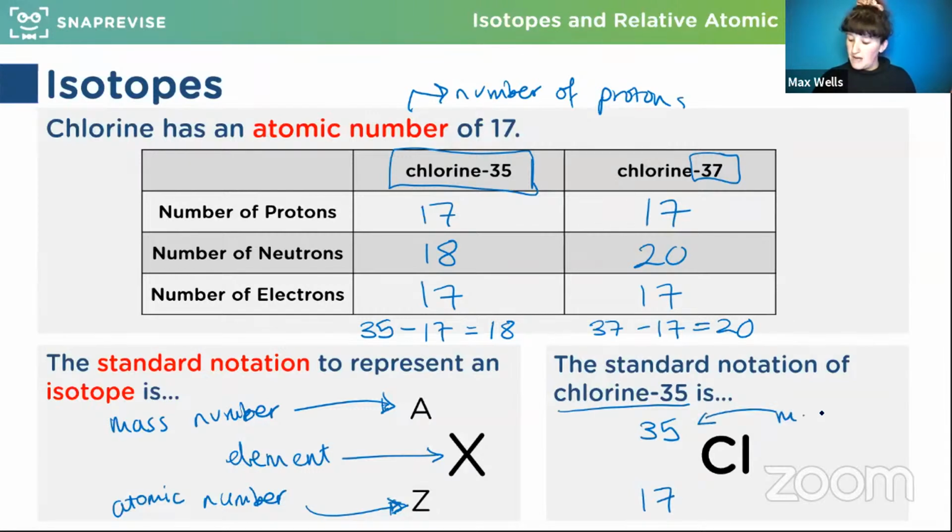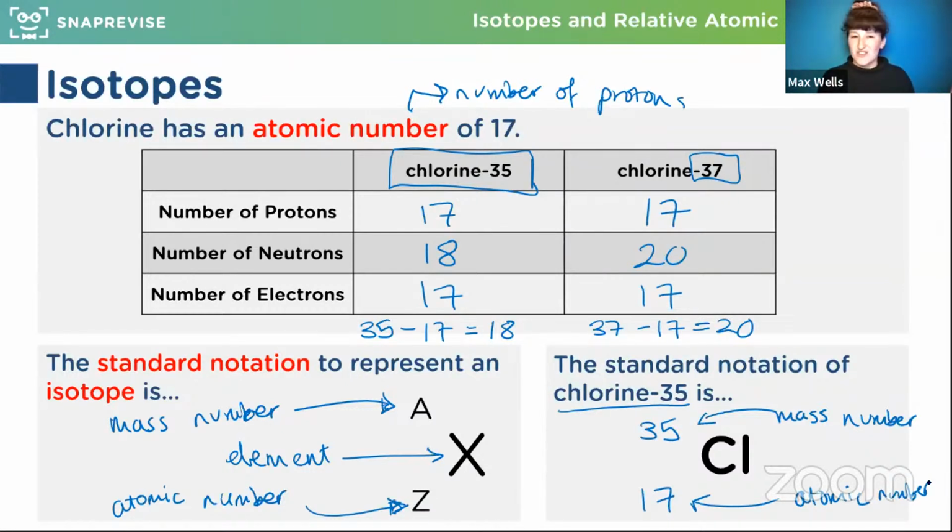So we've got our mass number. Oops. That doesn't say number, does it? That just says squiggle. Mass number. There we go. Is at the top in this case, so this is 35, and then our bottom number is our atomic number, which in this case is 17 when we're talking about an atom of chlorine. And then Cl is this symbol that you would find on the periodic table of chlorine.